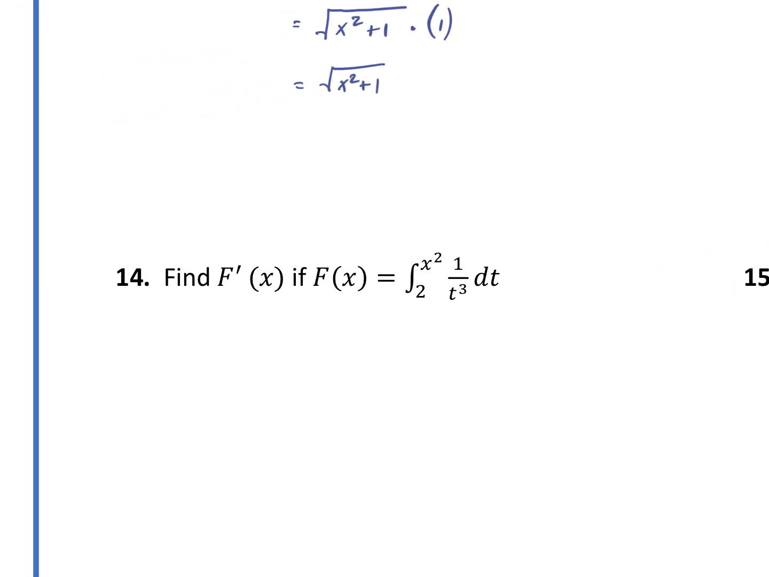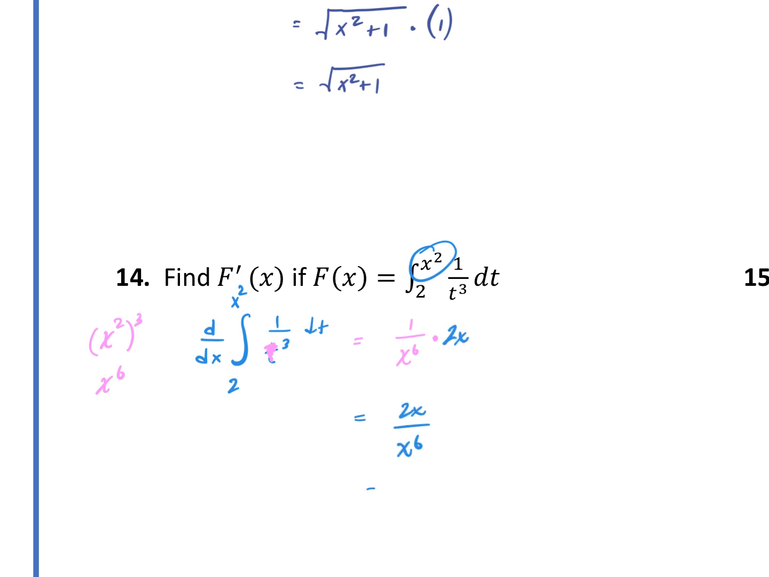All right, same thing. You want to find the derivative, so we're doing the derivative. So d dx, the integral from 2 to x squared, and then 1 over t cubed dt. So I'm going to take this out, replace it with the x squared. So we're going to get 1 over x to the 6th power, because it's x squared cubed. So x squared cubed is x to the 6th power. But then I have to multiply it by the derivative of this bound, which is 2x. So we're going to get 2x over x to the 6th, which is 2 over x to the 5th power.